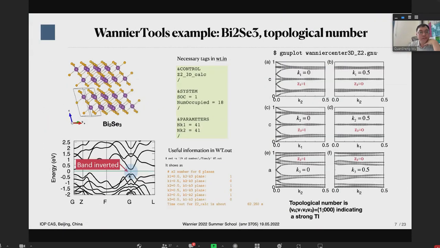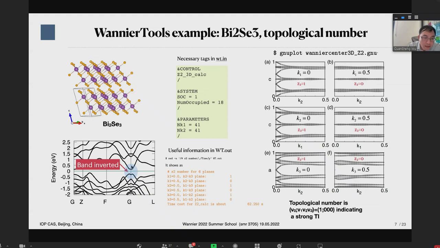It depends. For example, if we want to check whether there is a topological connection between all those occupied bands and the unoccupied bands, for the number of occupied bands, you need to get rid of the occupied bands in the electron systems. So for example, if you want to study this gap, then it's 18 bands.